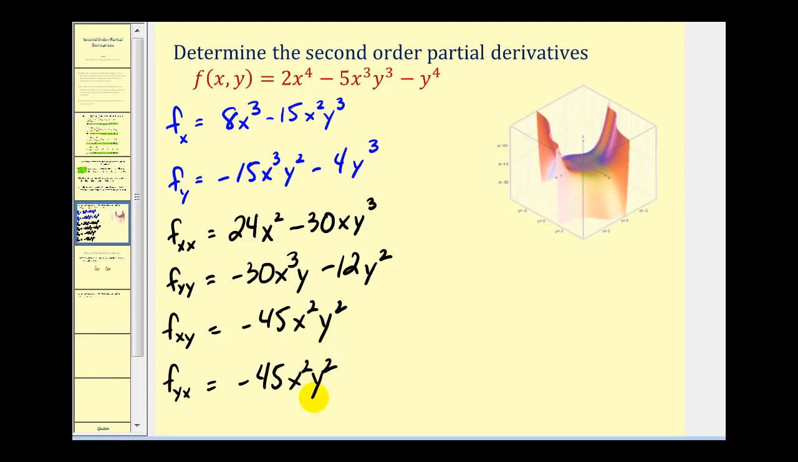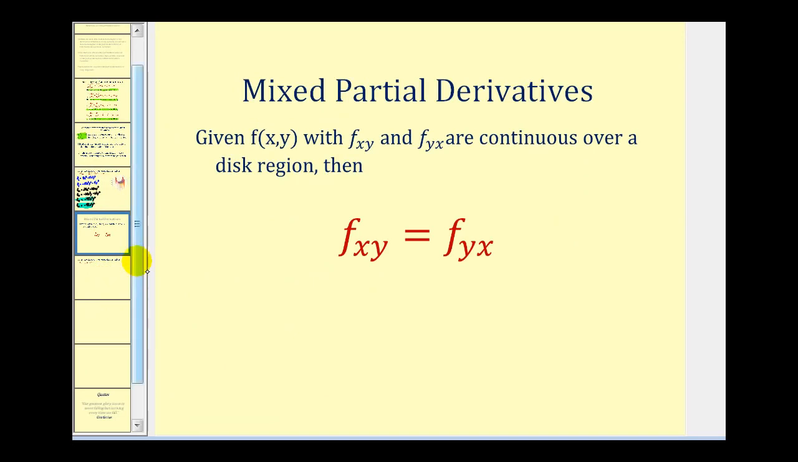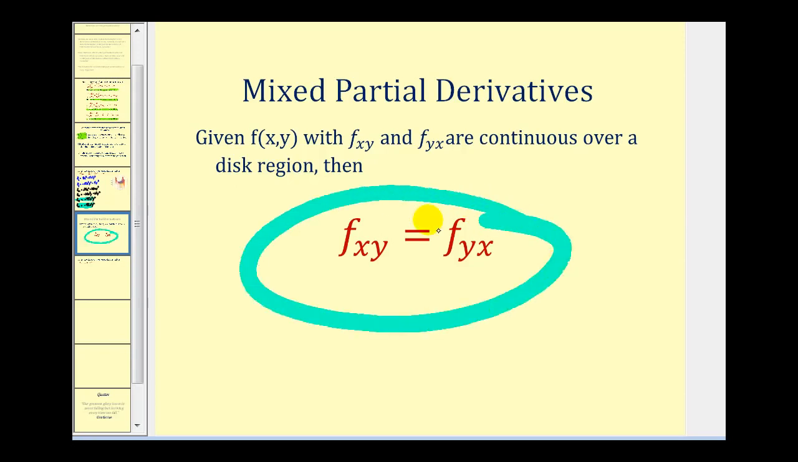One thing you'll notice is, if you take a look at the two mixed partials, they're equal to each other. And in fact, they will always be equal to each other. So let's go ahead and state that. These two mixed partials will always be equal as long as they are continuous over a specific region. So in the future, if we find one of these, we also know the other. Let's take a look at one more example that's a little bit more involved.